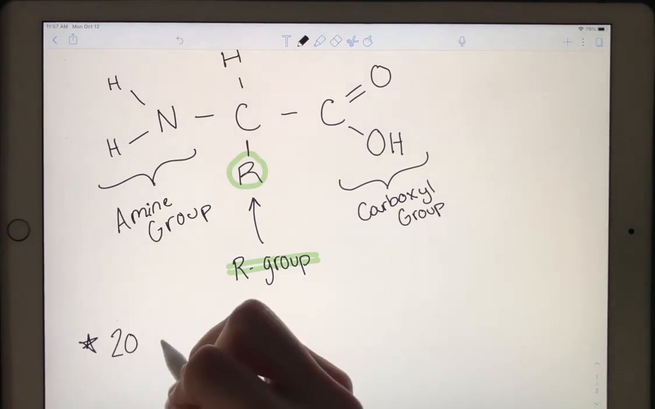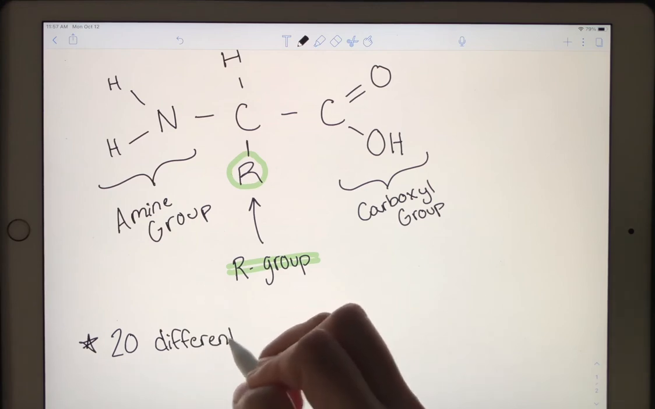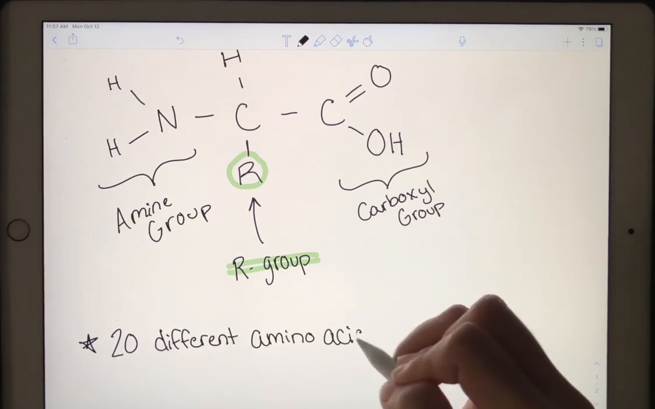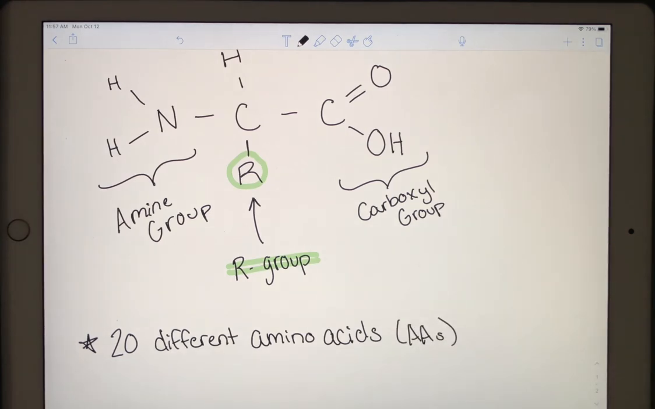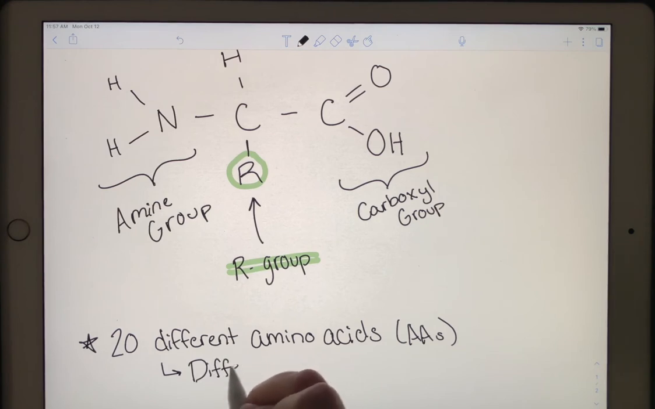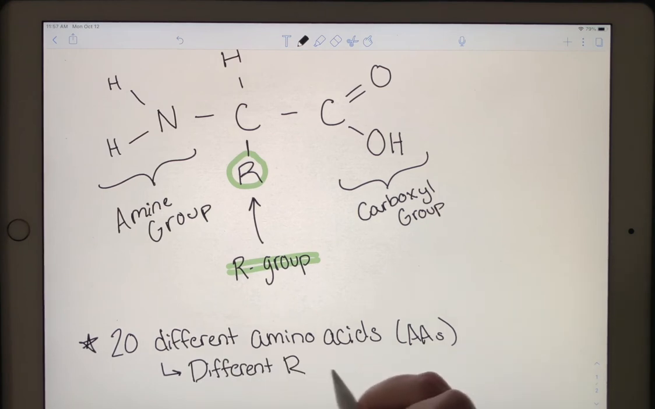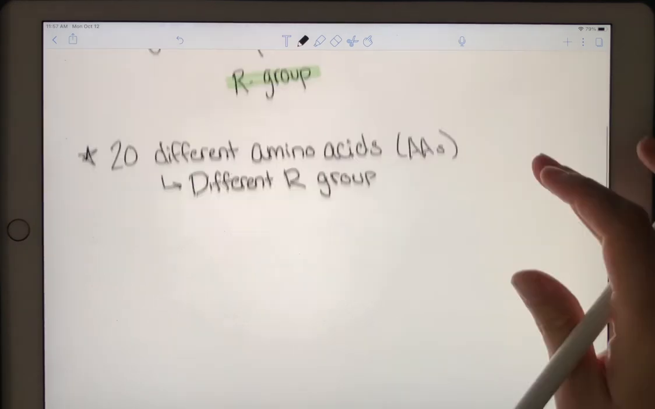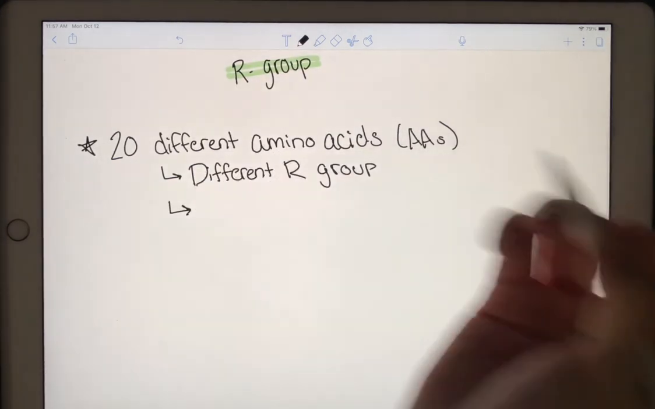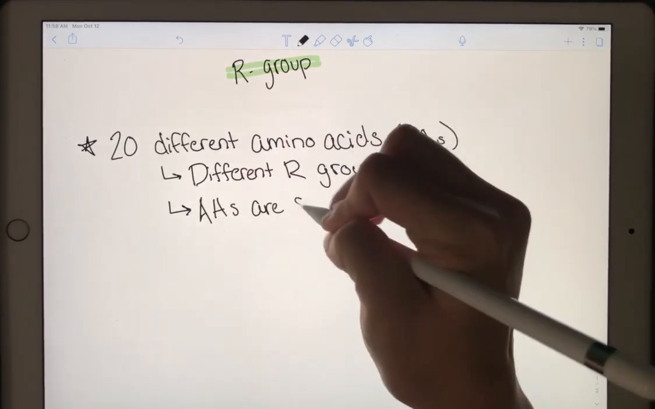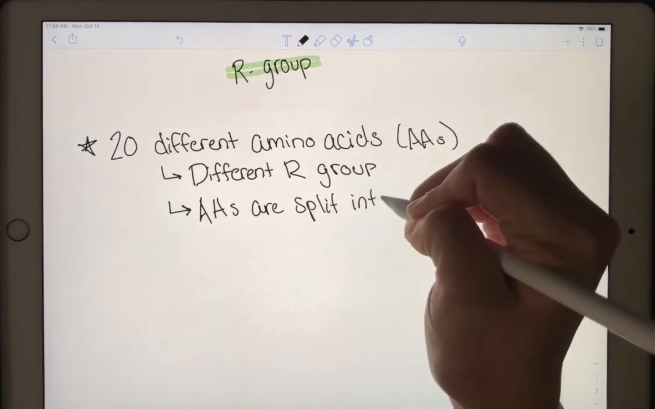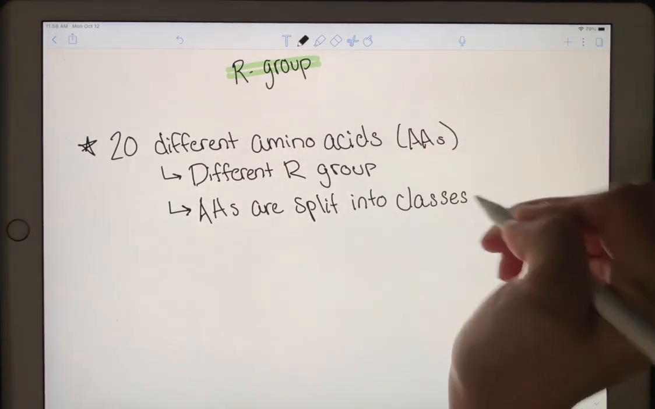R in this situation here is just a variable, because when we think about amino acids, we have to remember that there are 20 different amino acids. And sometimes when you see me abbreviate amino acids, I'll put 2 capital A's together. There are 20 different amino acids, and they're different because they have different R groups. So each amino acid has its own R group. These R groups can be split up into classes. So amino acids are split into classes based on these R groups.